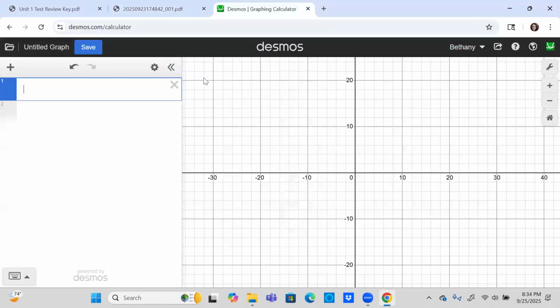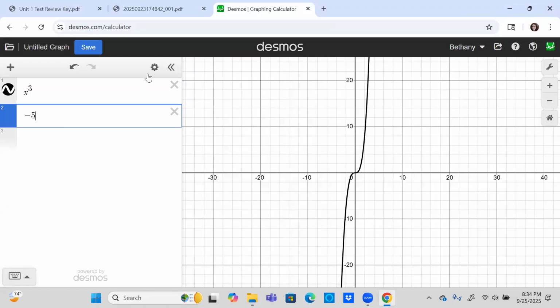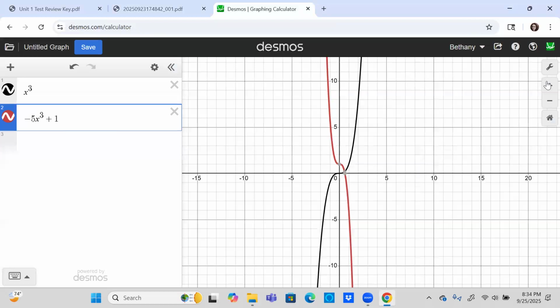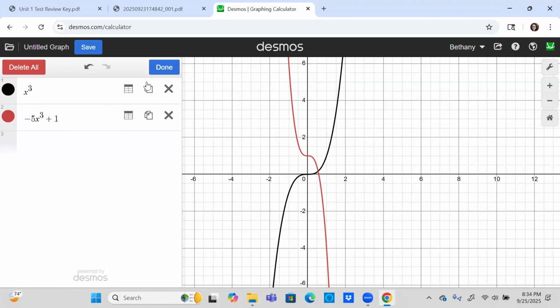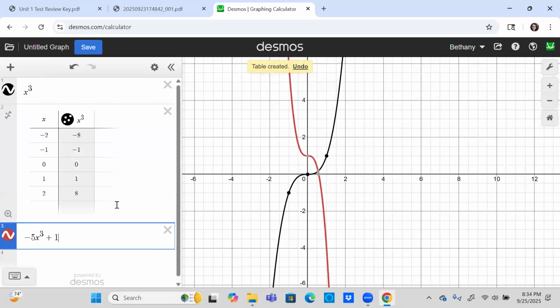Let's look over here. So here's x cubed. There's the parent. And here's the supposed answer for ours. How can we tell that? I mean, the black, the parent, is going up slightly more gentle, I would say, than the red. But how do you know that's 5? Let's generate a chart on this one. Actually, let's do it on both.